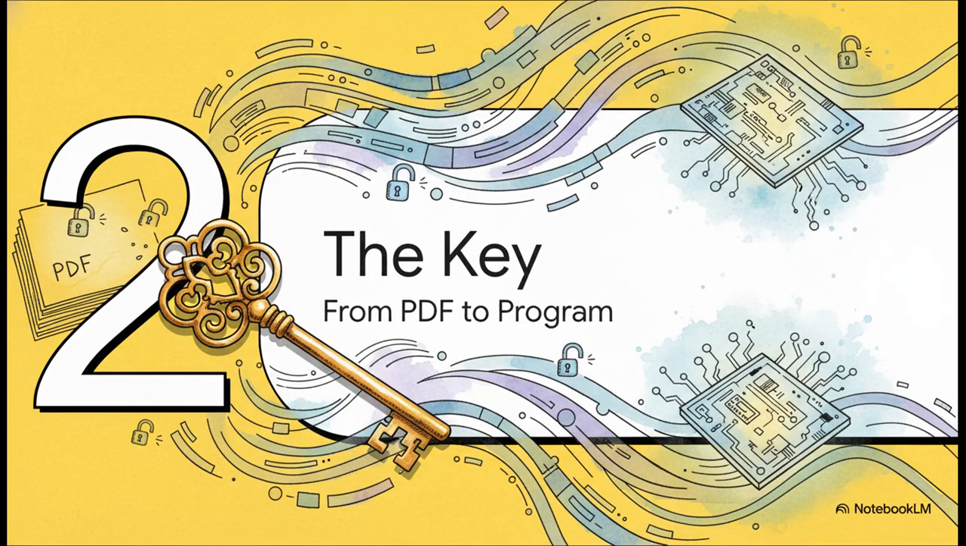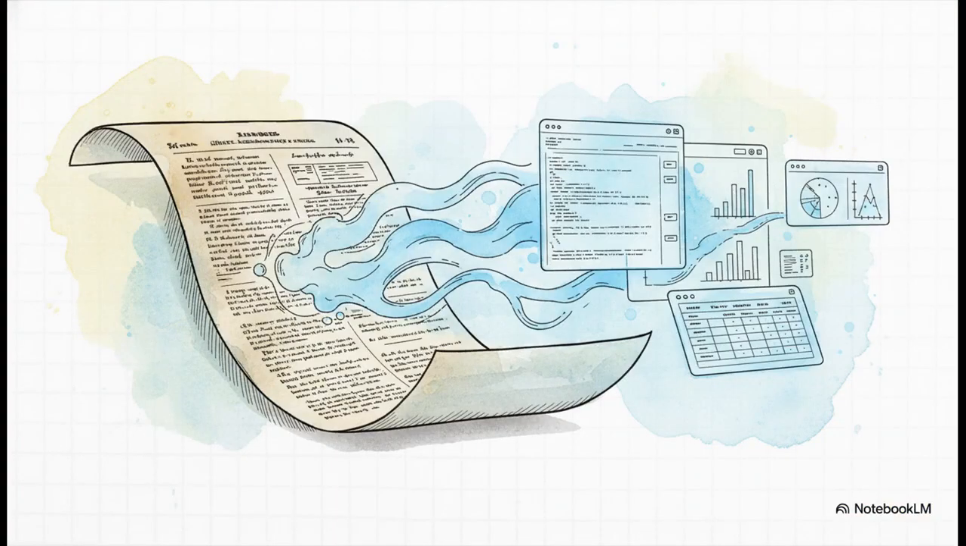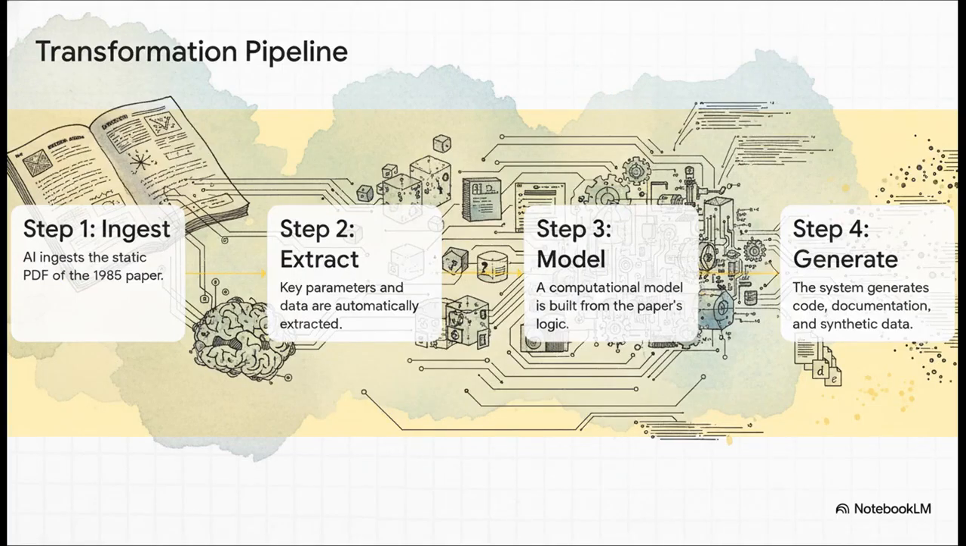But what if there was a key to unlock that room? What if we could actually transform the static PDF into a dynamic, living program? This is the big idea, creating something called an executable companion. It's not just the paper anymore. It's the paper plus a whole set of tools, code, data tables, and documentation that lets you actively explore the science that's inside it. So how'd they do it?